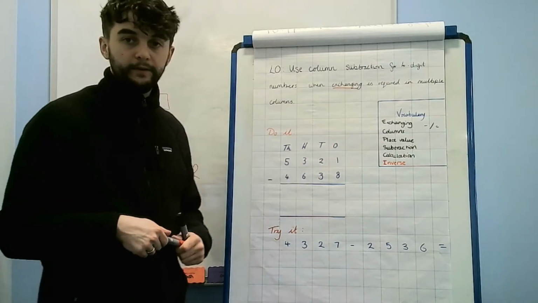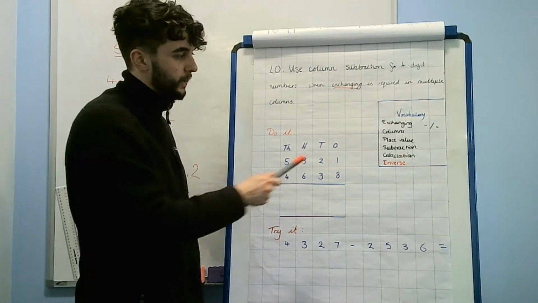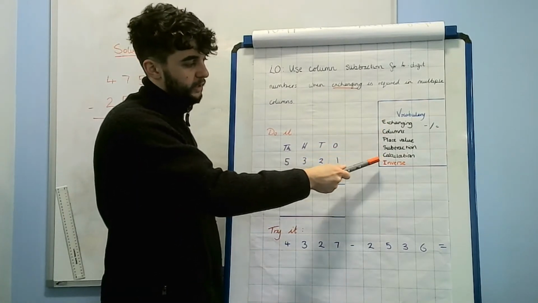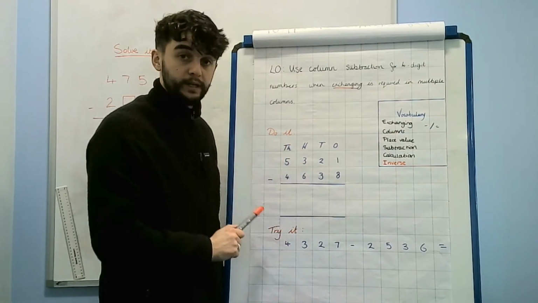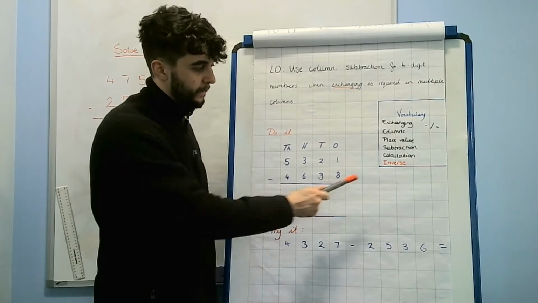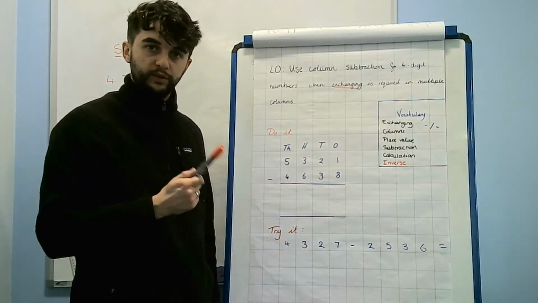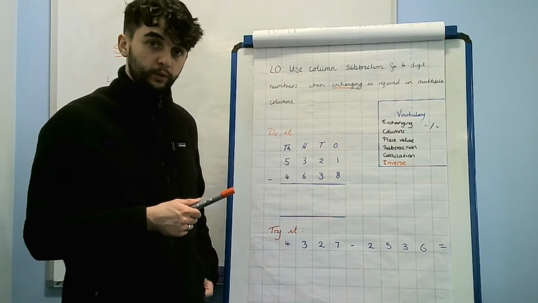So, vocabulary for today, which you need to write down on your piece of paper, whatever you're doing in your book: exchanging, columns, place value, subtraction, calculation (and calculation is how you're working something out, or a question to answer), the inverse, your subtraction, and your equal sign. Those will really help you today, especially when you come to explain, stretch it, or solve it.